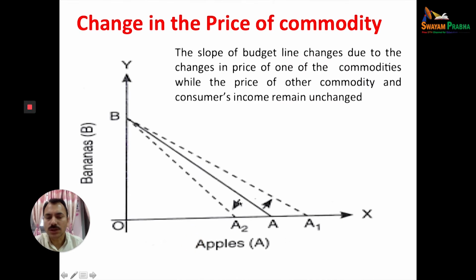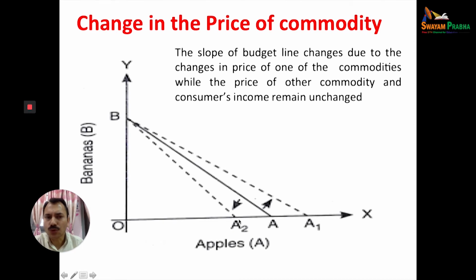Now suppose the price of apple increases. If the price of apple increases, it means apple becomes more costly as compared to this A point. Now it's more costly, so what will happen? Higher the price, lower the demand. So this budget line will shift this side. It means we can purchase less of the apple as compared to OA. Now we will be able to purchase only A2.